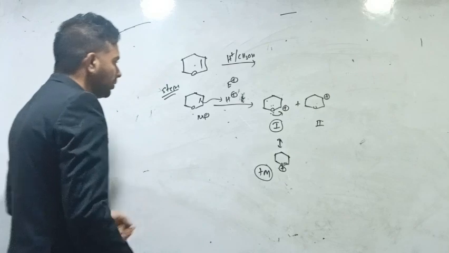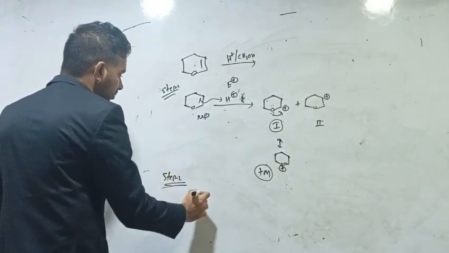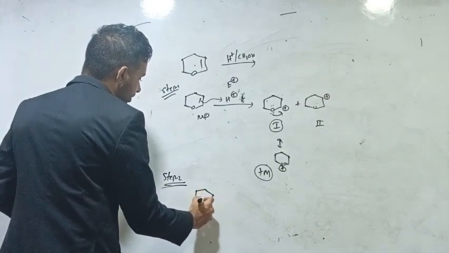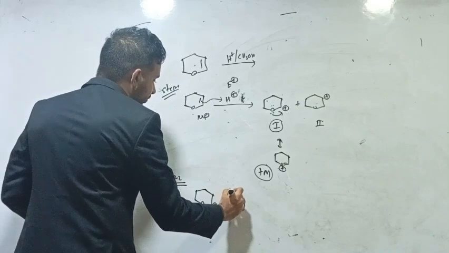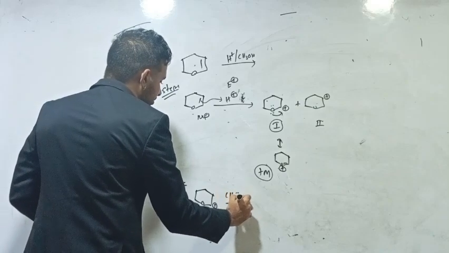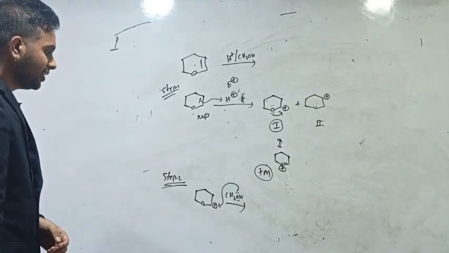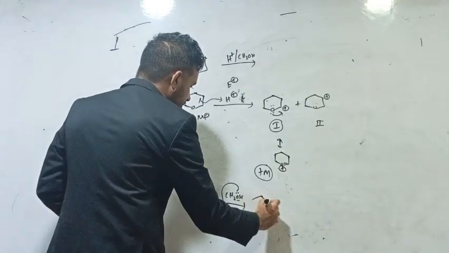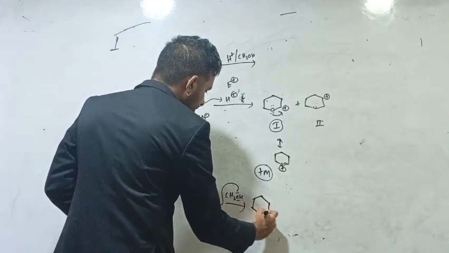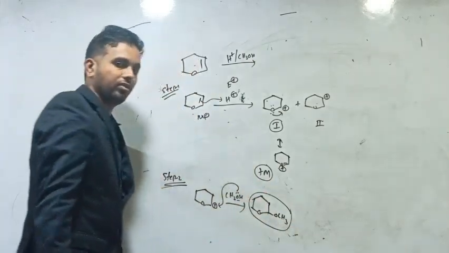Therefore, step 2 of the reaction will proceed by using stable intermediate carbocation 1. So again carbocation 1 is considered as electrophile and CH3OH is considered as nucleophile. We are transferring electrons from nucleophile to electrophile. Therefore, we are getting CH3, OCH3. Like this we are going to get.